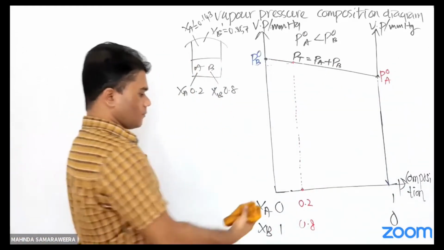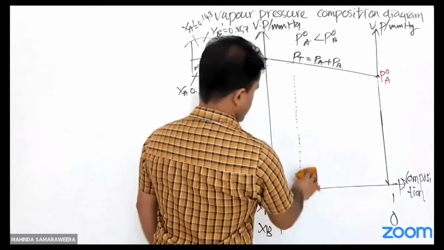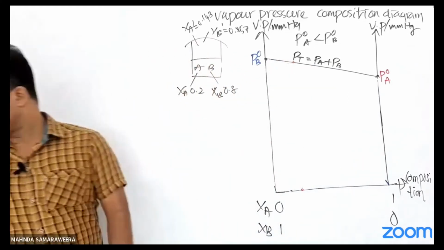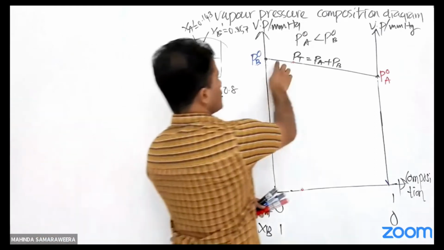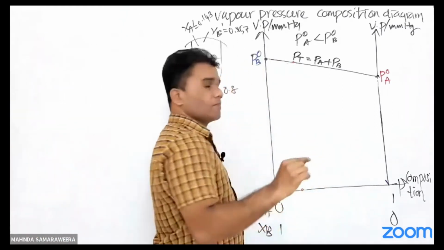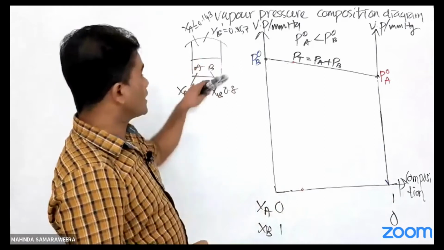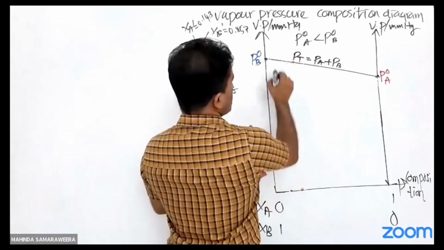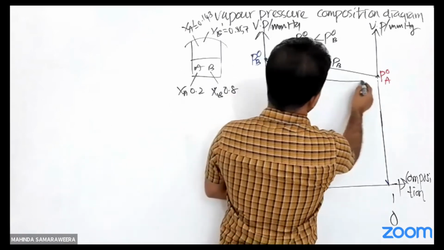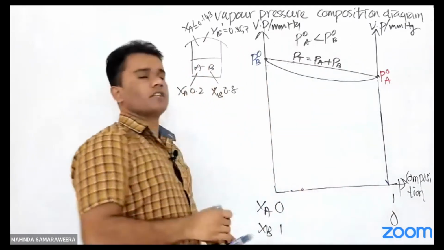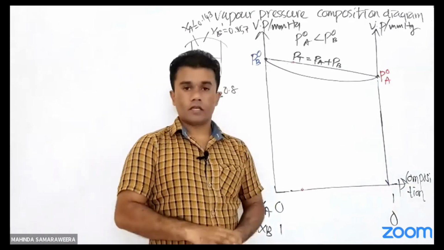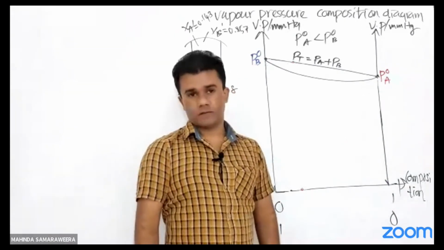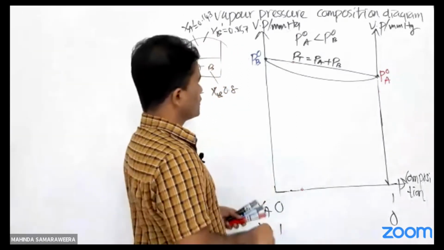If you get this type of vapor pressure composition diagram, remember, the straight line represents the vapor pressure of the liquid mixture. But if you draw a line below this like this, what does that represent? That line represents the composition of components in the vapor phase at the given total vapor pressure.